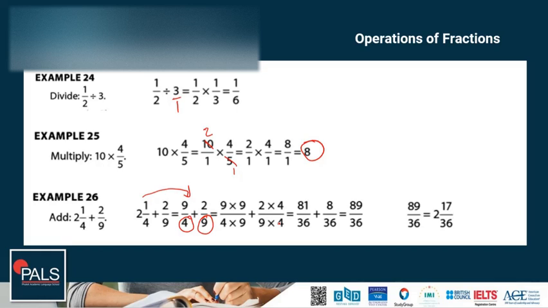Now this is an improper fraction. The lowest term is in mixed number. So the answer is 2 and 17 over 36.